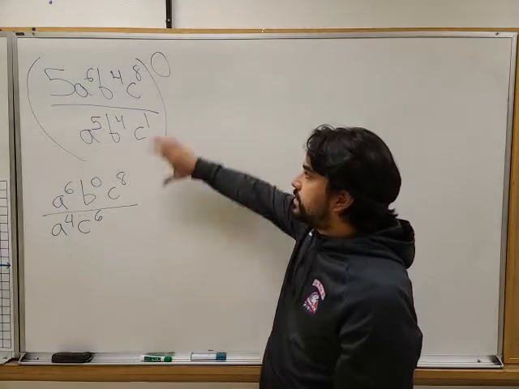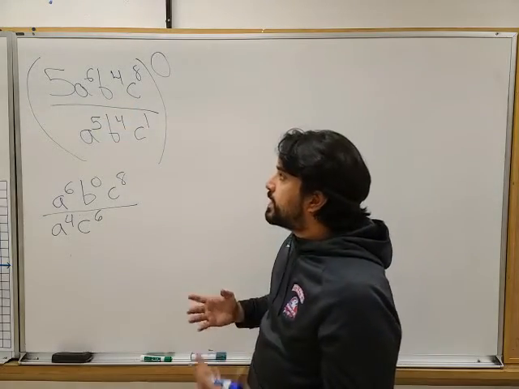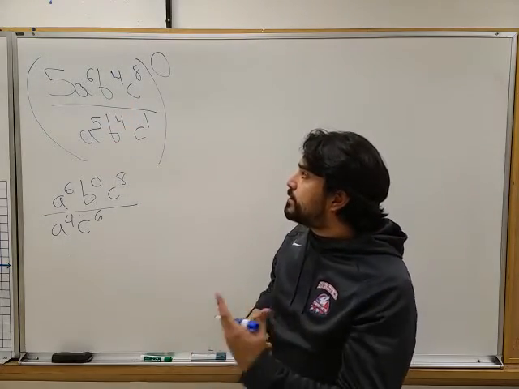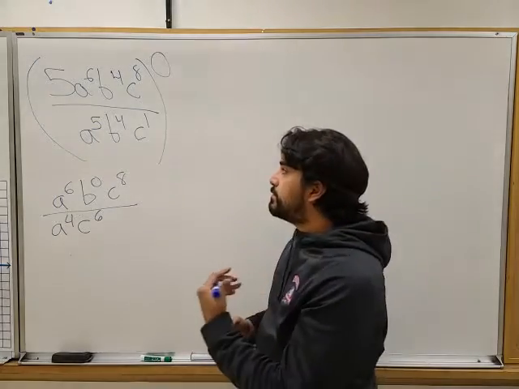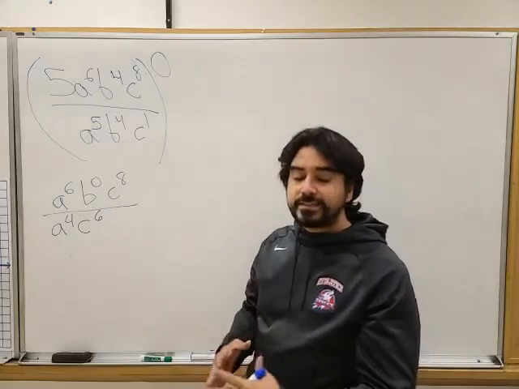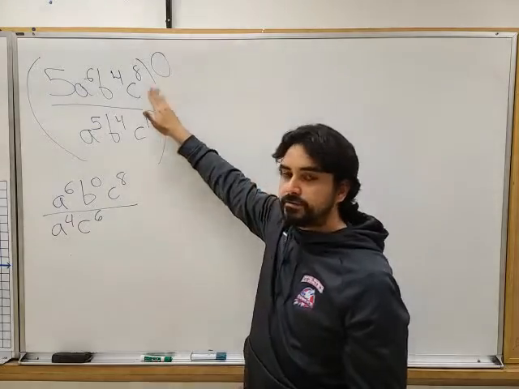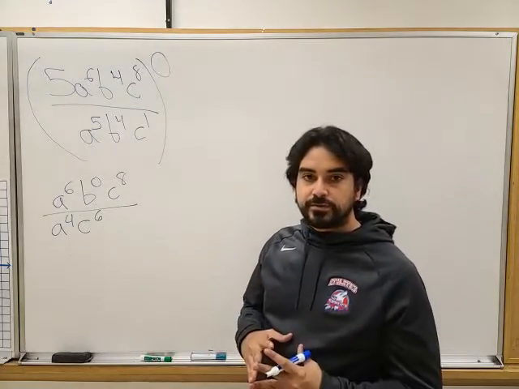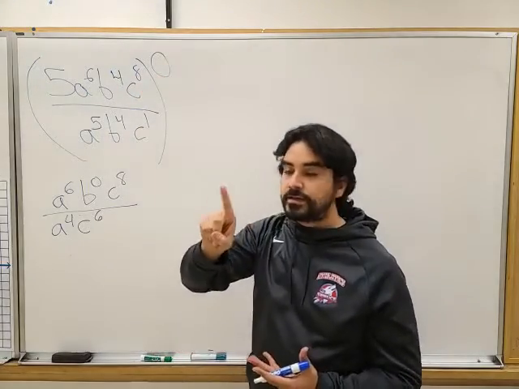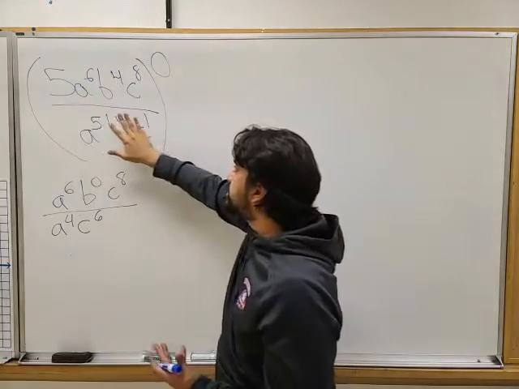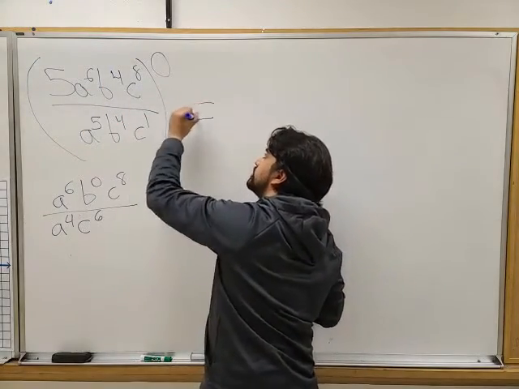Well, as we see at the beginning, we have this big old problem right here. We have 5a to the power of 6 times b to the power of 4 times c to the power of 8 over a to the power of 5, b to the power of 4 times c to the power of 1. And all this is to the power of 0. Well, if you remember the zero exponent, any base to the power of 0 is 1. And since all this is the base of 0, that means all of this is equal to 1.